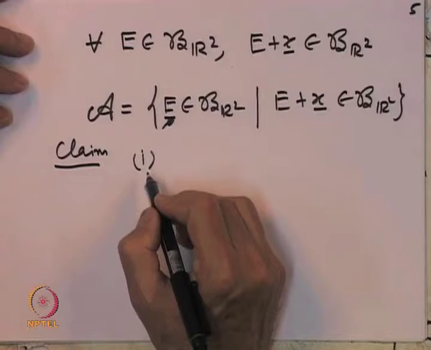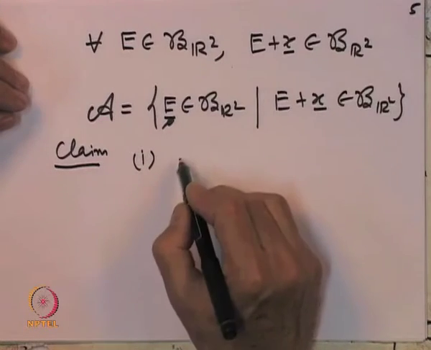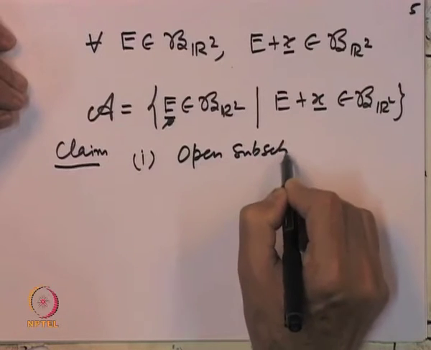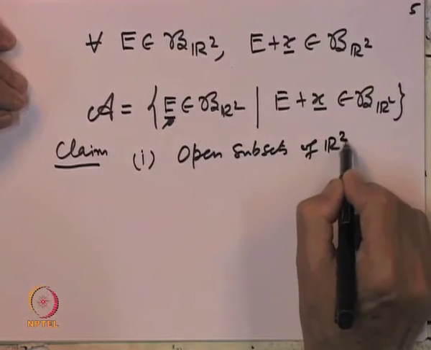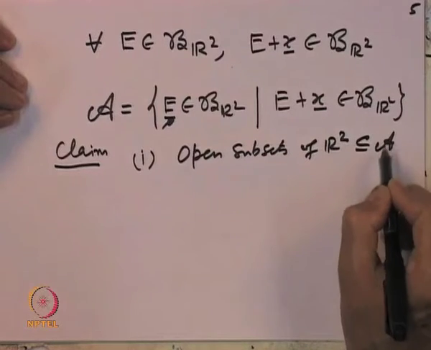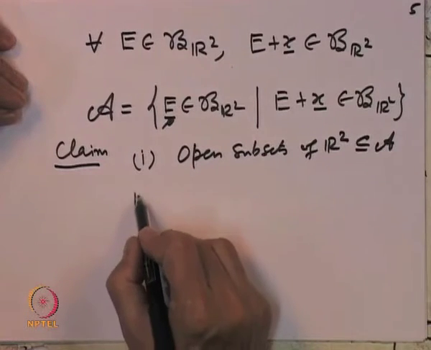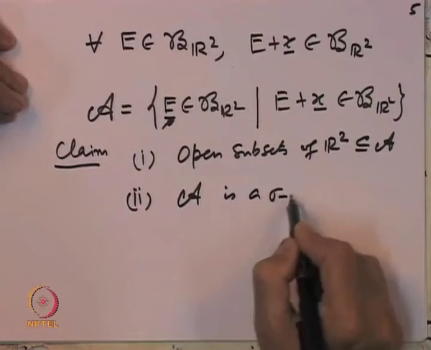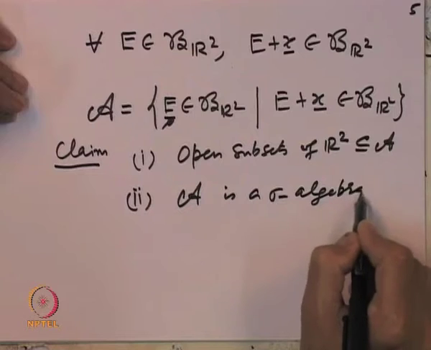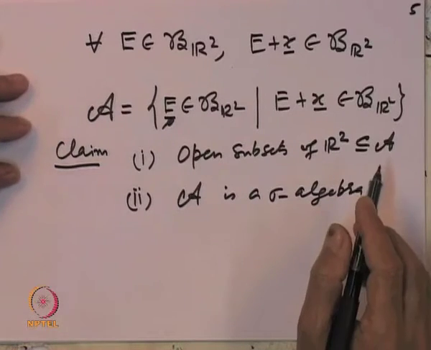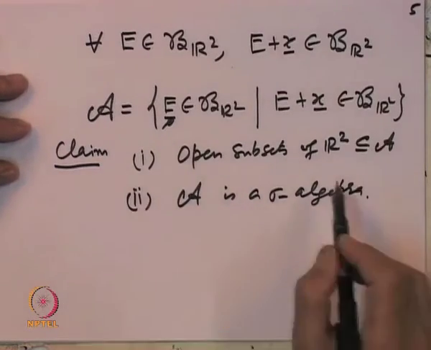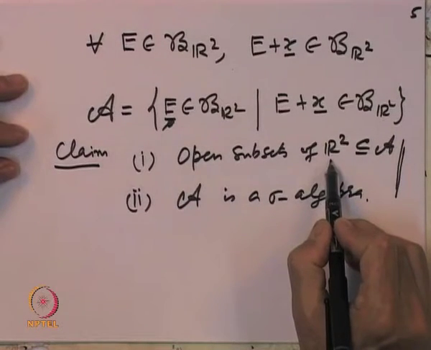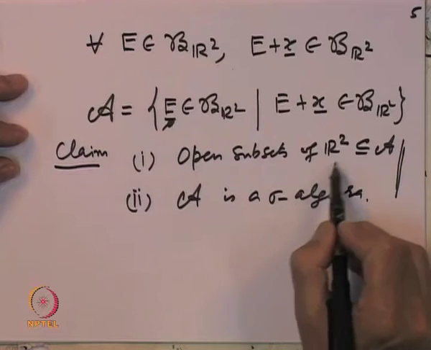Claim 1: all open subsets of R 2 are inside this collection. So, we will prove two claims: one, that, and secondly, that the class A is a sigma algebra. If we prove these two facts about the class A, then that will imply, because it includes open subsets of R 2, that it will include the smallest sigma algebra generated by them.